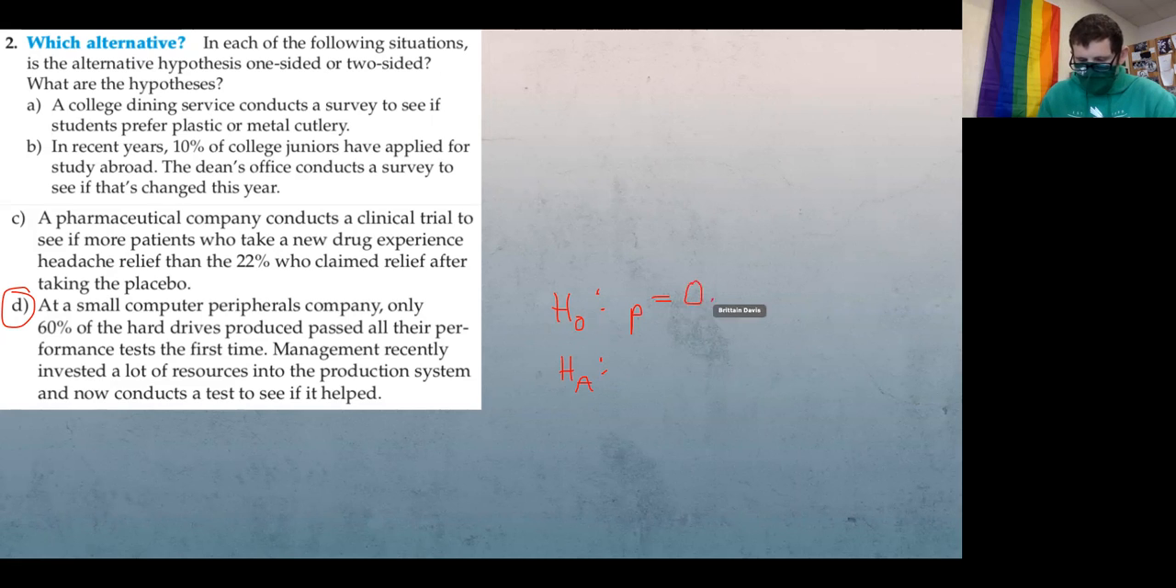0.6. So we're using the baseline. We would say all of this optimization just didn't have an effect. That's our null hypothesis. They still only get 60% success the first time. The alternative would be what? Greater than 0.6. We think that this has improved the quality of the process, and therefore we should see higher than 60%. There we go.